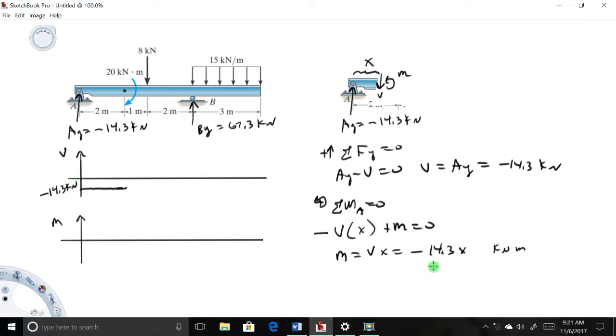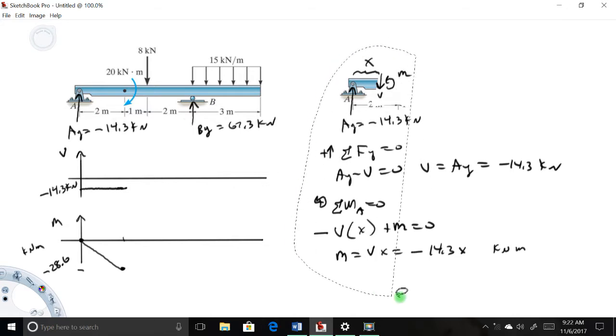The function for our bending moment is linear with negative slope, goes through the point 0, 0. So this is going to look something like this. We can calculate this value by putting 2 meters in for x, and I get negative 28.6 kilonewton meter. I'll just put the units over here, kilonewton meter. All right, so we have our shear and bending moment functions good up to this point.